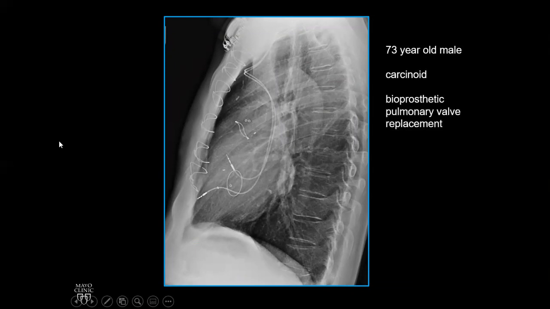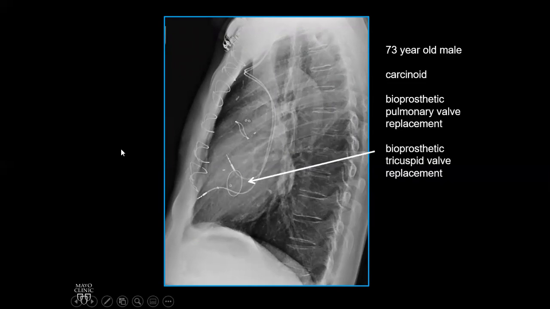So carcinoid, if it's in the bowel and the liver, and you get liver mets, gives you chemicals that damage the tricuspid valve and the pulmonic valves. They come in from the right side of the heart. So he's got a bioprosthetic tricuspid valve and a bioprosthetic pulmonic valve. We're going to emphasize the pulmonic valve, and there's a tricuspid valve. This will help show where the right ventricle lives on this lateral radiograph.